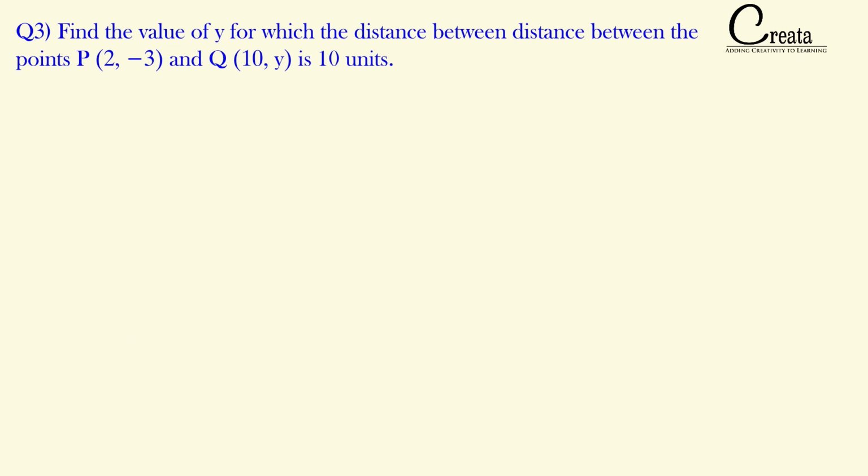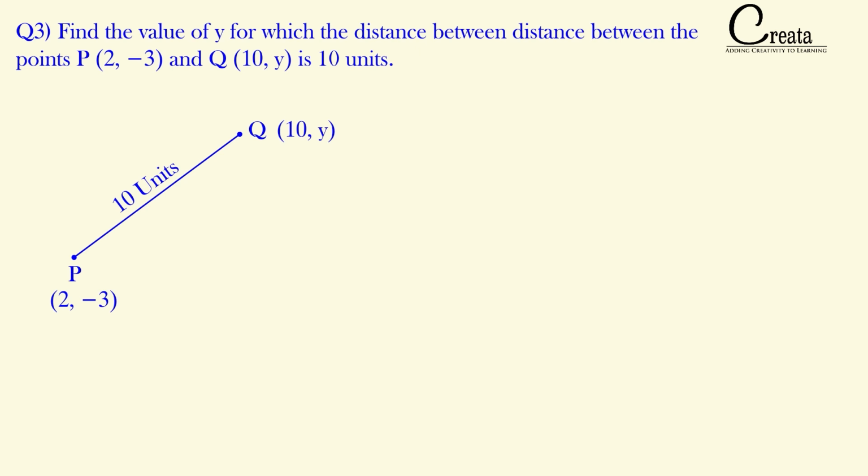So let's approach this question. In this question, 2 points, that is point P and point Q, are given. The coordinate of point P is given as (2, minus 3) and the coordinate of Q is given as (10, y). Here y is missing. We have to calculate the value of y. In this question, the distance between the points P and Q is given as 10 units. Okay, the distance between the 2 points is given as 10 units. And we have to find the value of y, that is, we have to locate the coordinate of point Q.